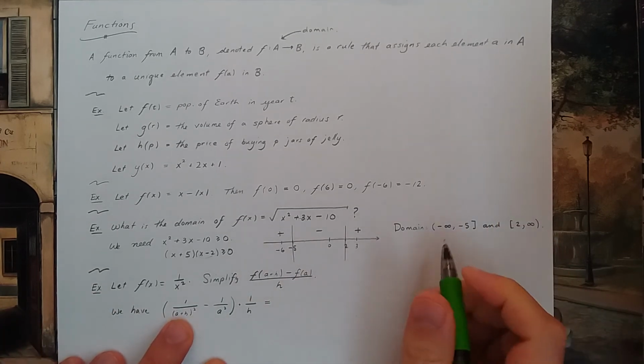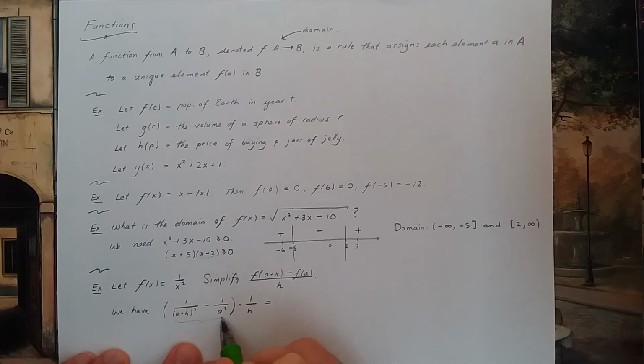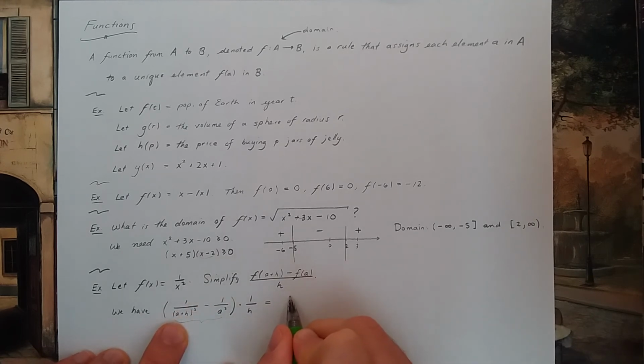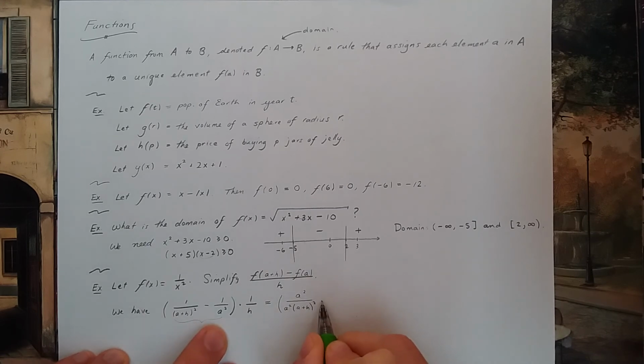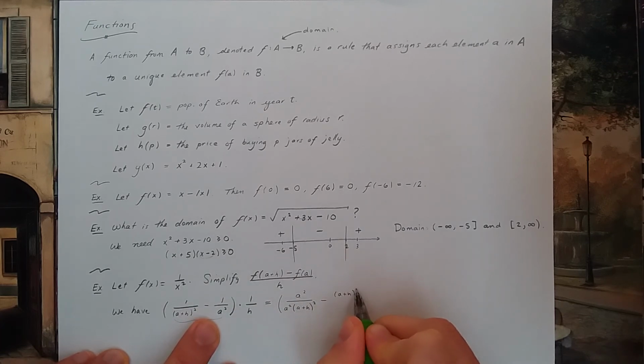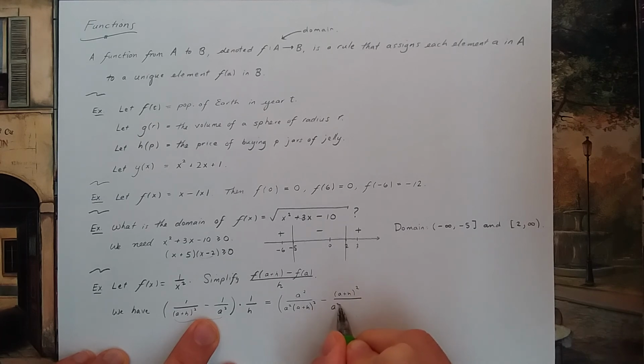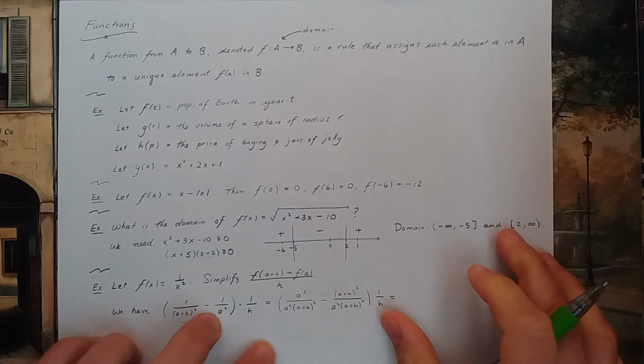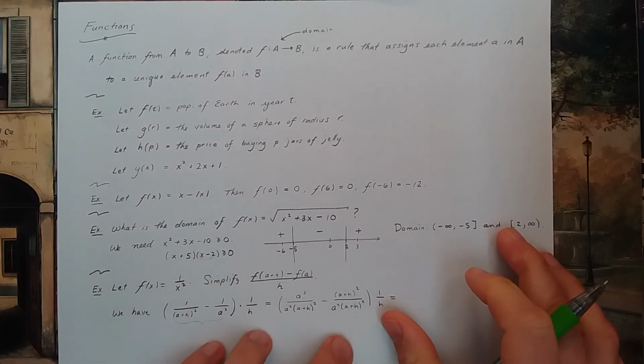This can be simplified now. I'd like to get a common denominator to simplify this expression. So I'm going to multiply the first fraction by a squared over a squared. So I get a squared over a squared times (a + h) squared. The second term, I'm going to multiply the top and the bottom by (a + h) squared to get the common denominator. So I get (a + h) squared over a squared times (a + h) squared, and that's still times 1 over h. Now I can actually subtract these two expressions.